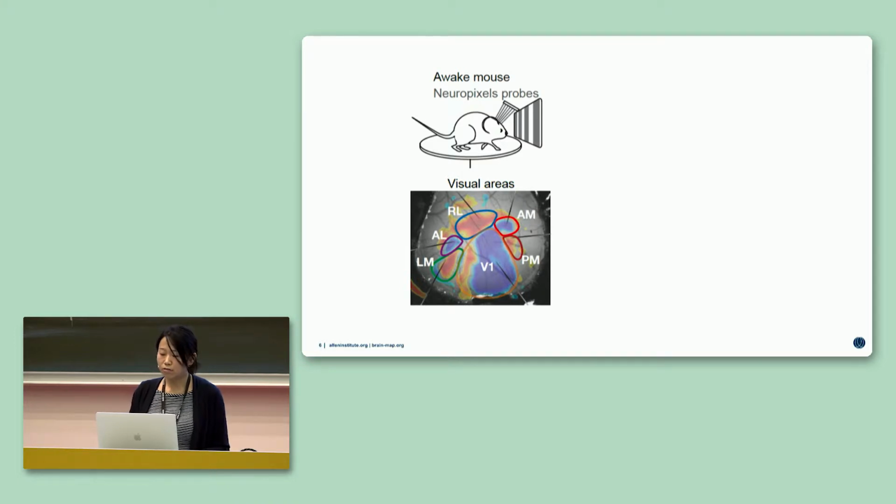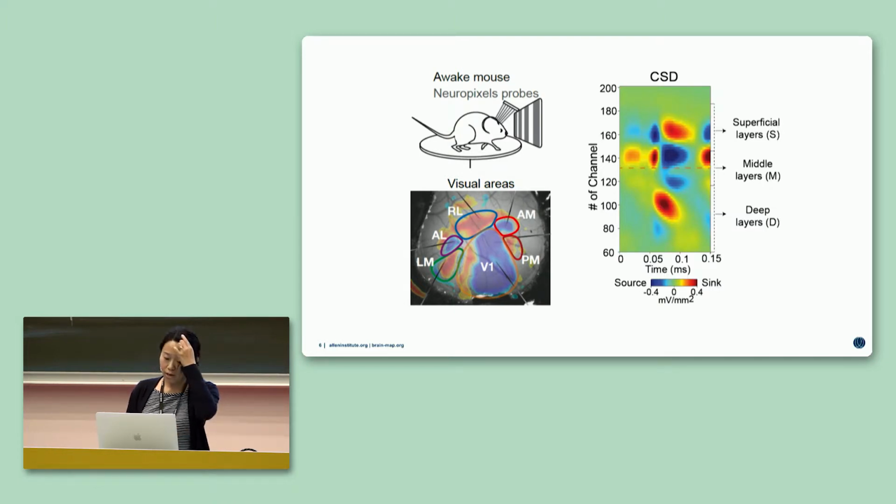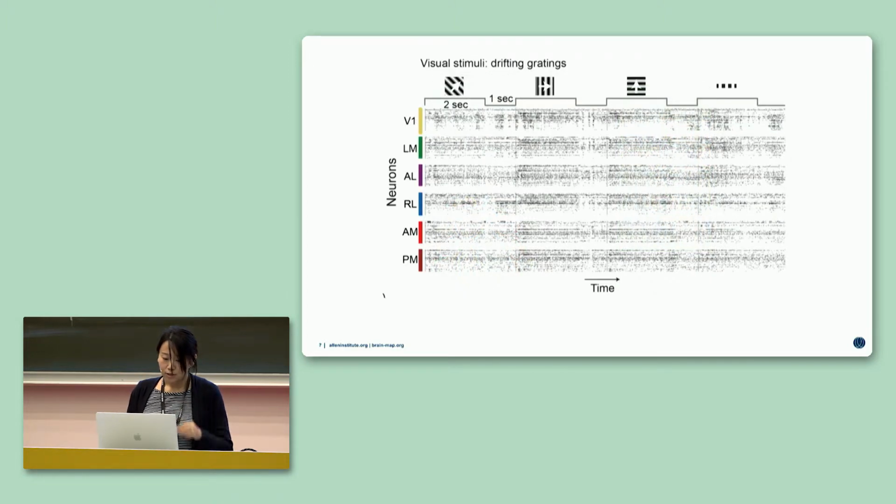We targeted overlapping receptive fields to maximize measurable functional interaction, using a retinotopic map obtained from wide field imaging. Here is an example of the retinotopic map. And we define the cortical layers or depths according to current source density. In general, we separate the layers into superficial, middle, and deep layers. All the results I'm going to show you today are based on drifting grating visual stimuli.